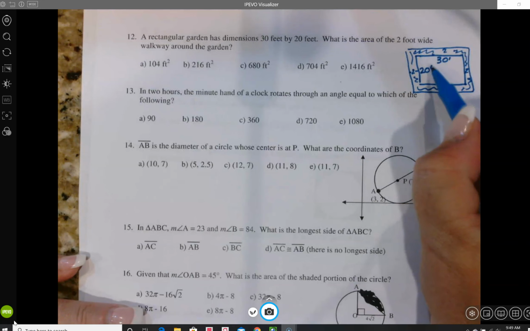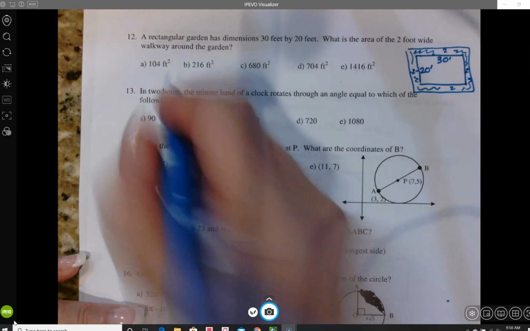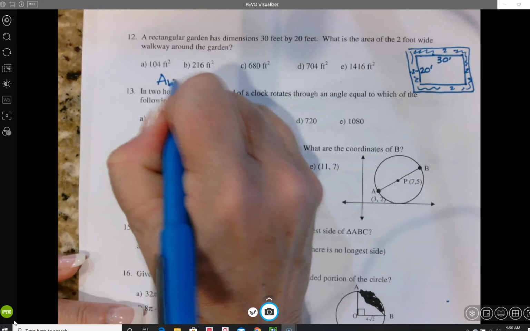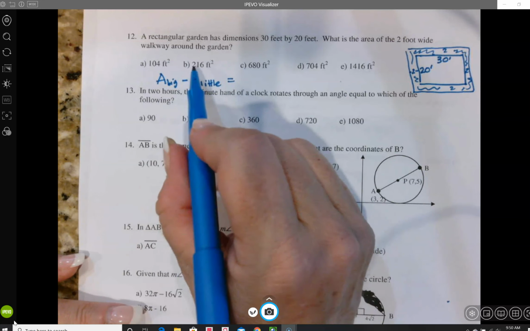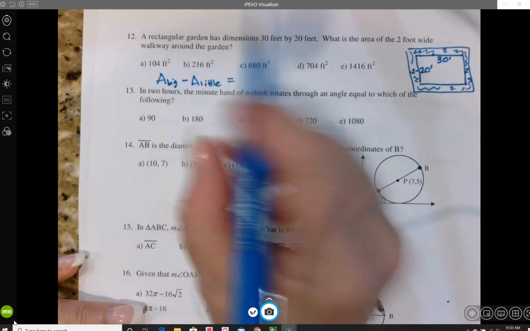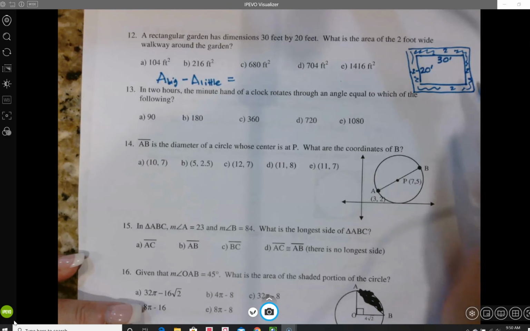So the way we would solve this, if we're looking just for this area, what you've got to picture is that there's a big rectangle and then there's a small rectangle on the inside. And we're going to take the area of the big rectangle and subtract away the area of the little rectangle. And that's how we're going to get the area of the walkway. So remember, to get the area of a rectangle, you take the length times the width. So I've got to figure out what is the length and width of this big rectangle.